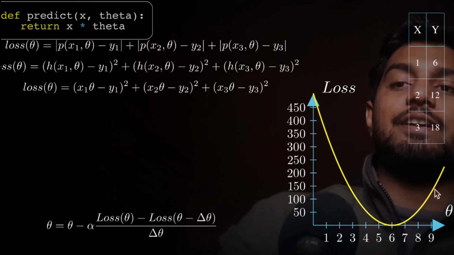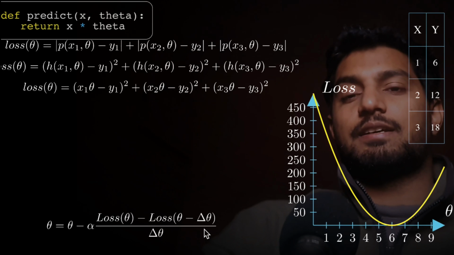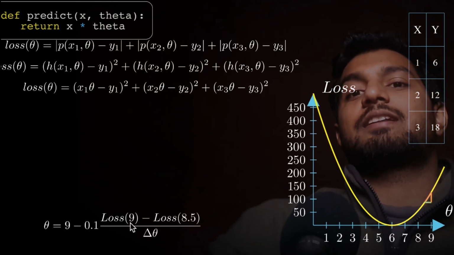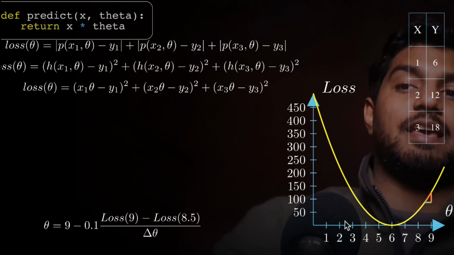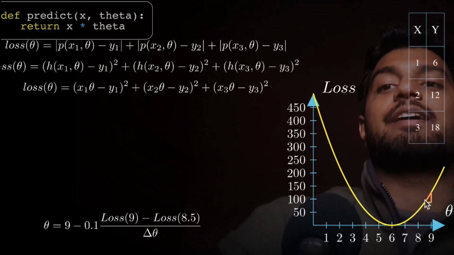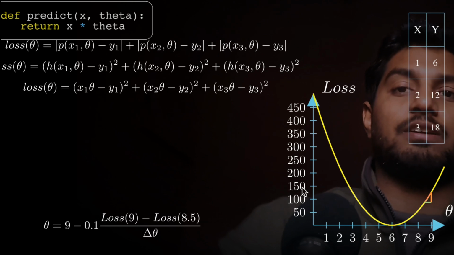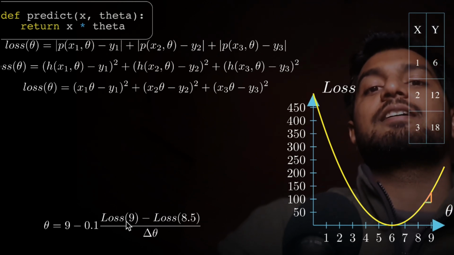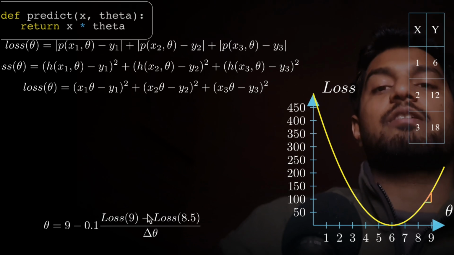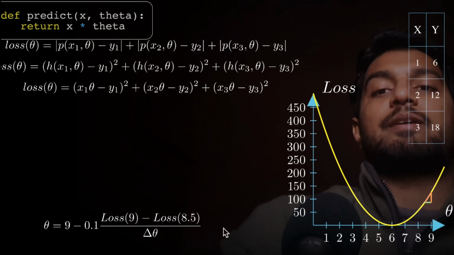So if you find the derivative at this point, one way we have learned is the approximation method, where you take a small sample area there and find the rise over run. So let's say when theta is 9, you find the loss, whatever loss you can calculate from here, minus the loss at some point like 8.5.